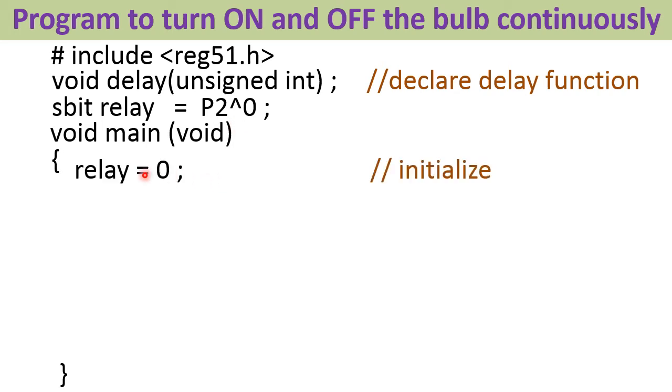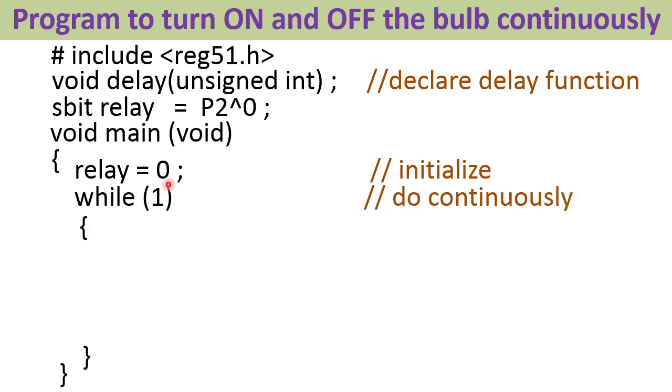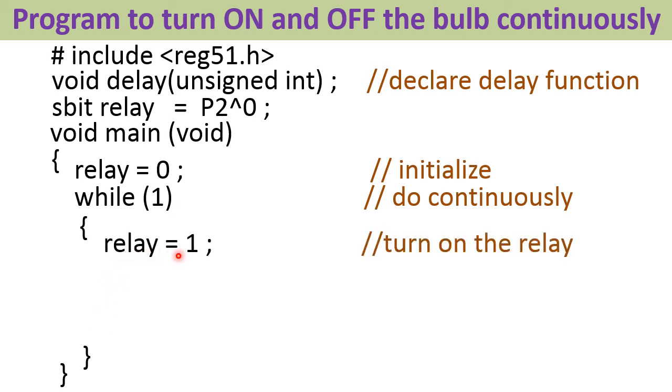Initialize the P2.0 pin as output by sending 0 over it. As turning on and turning off the bulb is to be repeated continuously, we will write the code for it in a while(1) loop, because the code written inside while(1) gets executed repeatedly. First, turn on the bulb by sending 1 to the P2.0 pin. Here relay means the P2.0 pin.